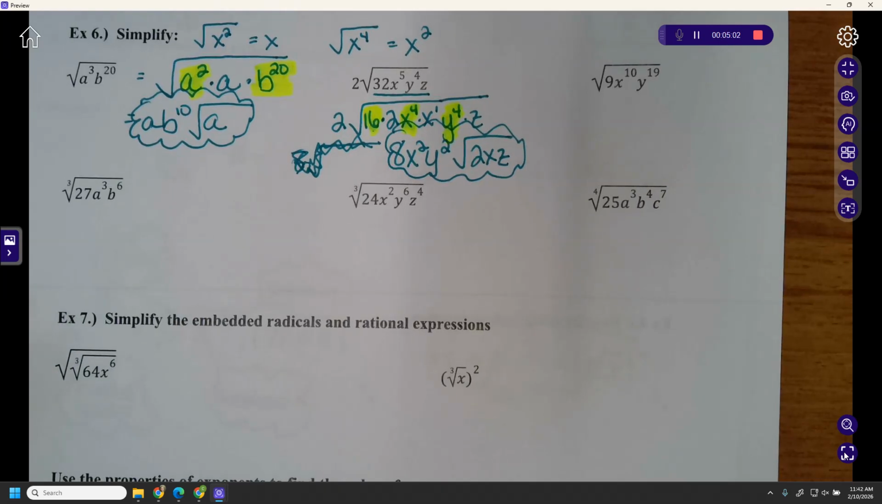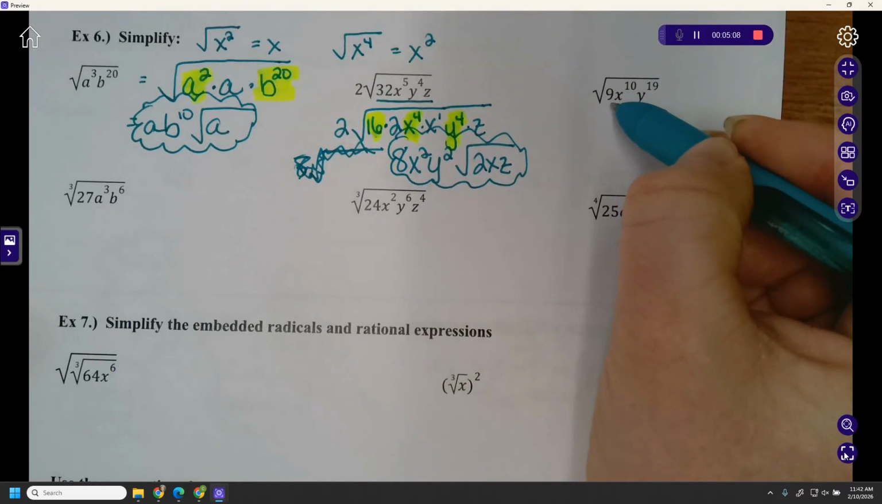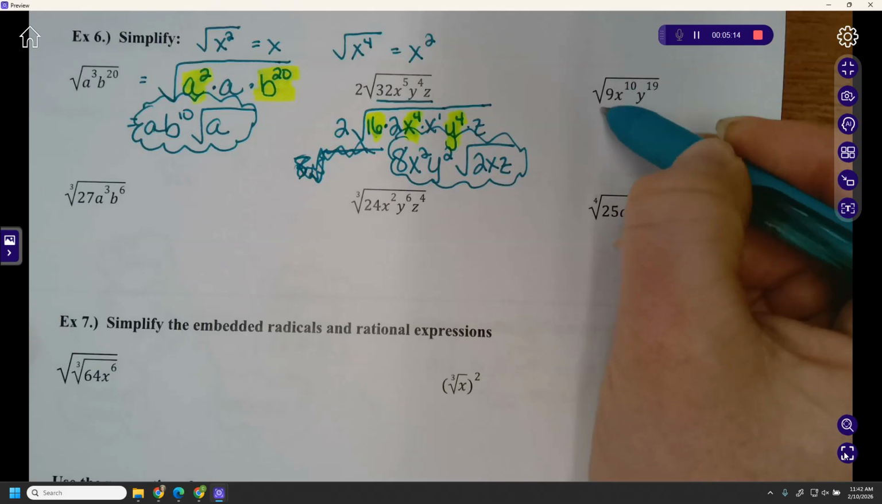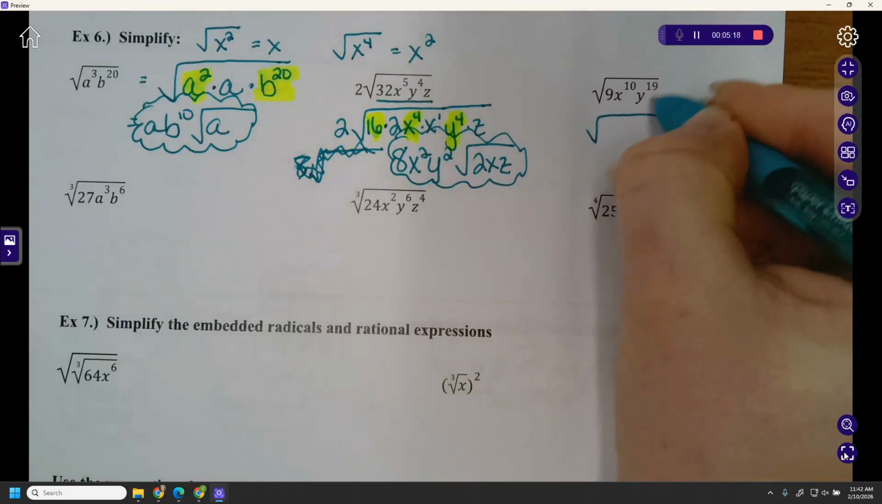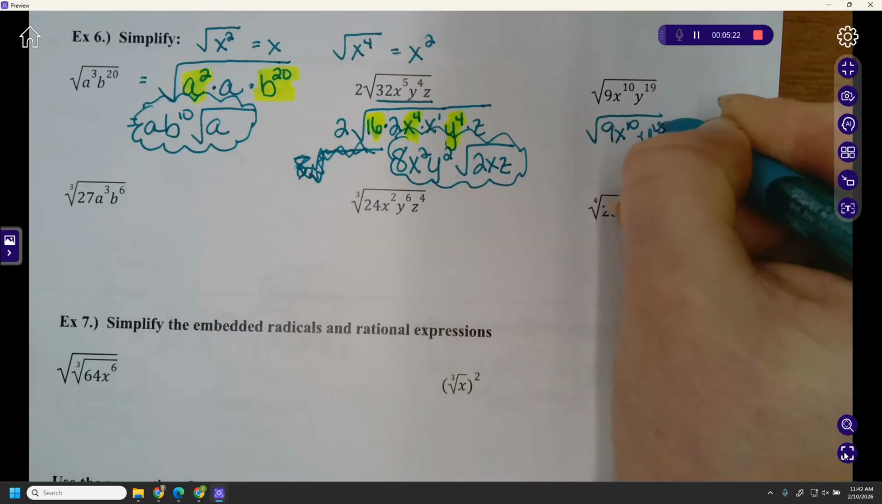All right, I guess it wasn't a minute, it was 30 seconds, but hopefully the square root of 9 is 3, so I'm not going to break that down any further. I can take it out. I already have that as an even exponent, so I don't need to rewrite that. What I'm going to do with the y to the 19th is rewrite it as y to the 18th times y.